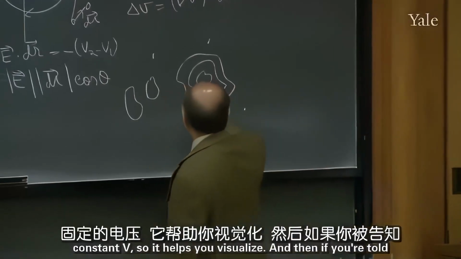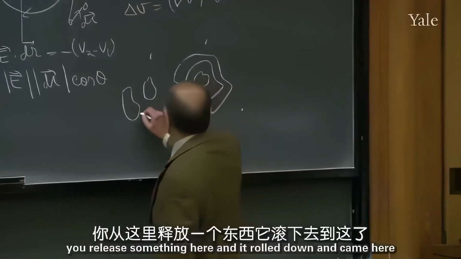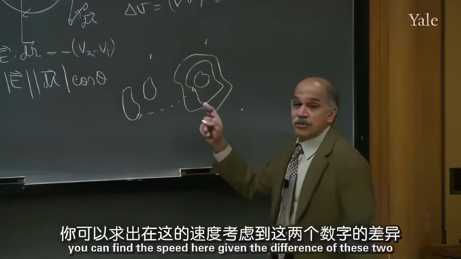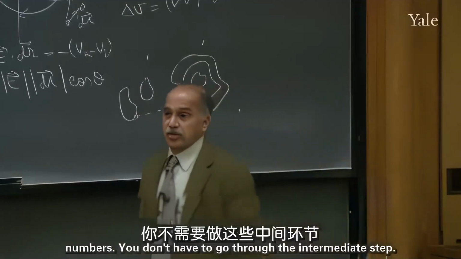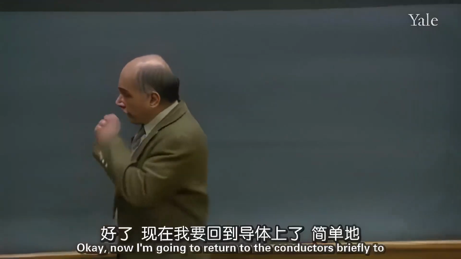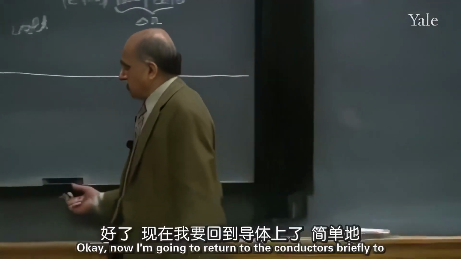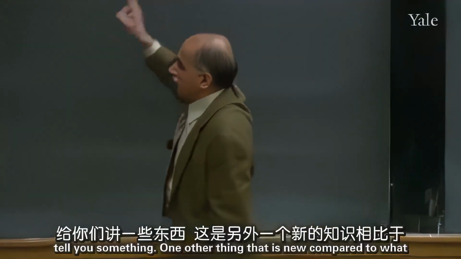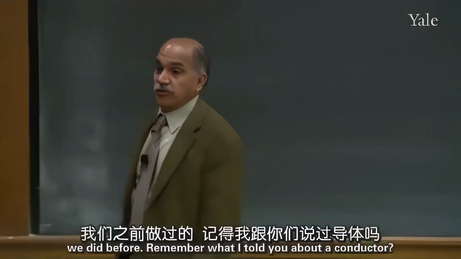And then if you're told you release something here and it rolled down and came here, you can find the speed here given the difference of these two numbers. You don't have to go through the intermediate step. So these are the advantages. Okay. Now I'm going to return to conductors briefly to tell you one other thing that is new compared to what we did before.